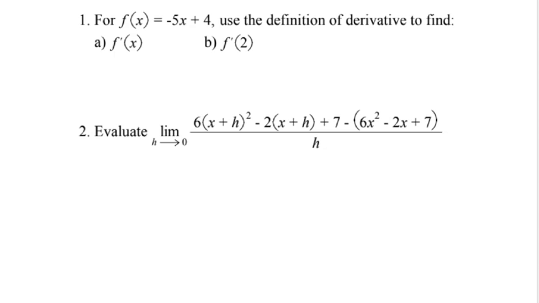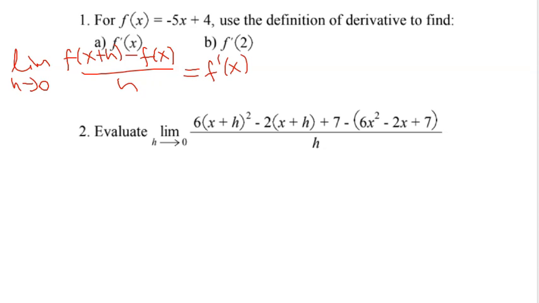In the next slides, we're going to solve some problems. It says for f of x equals negative 5x plus 4, use the definition of derivative to find. So what was the definition of the derivative? The limit as h approaches 0 of f of x plus h minus f of x over h. It's going to give us the first derivative. Let me make this a little bit bigger. So, let's find the first derivative of this function using the limit approach, and we're going to evaluate that derivative at x equals 2.